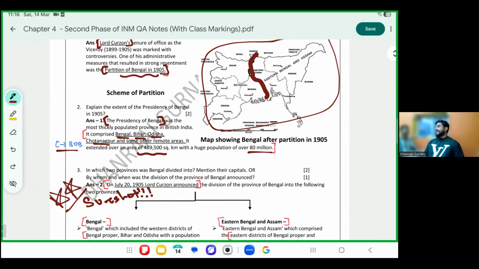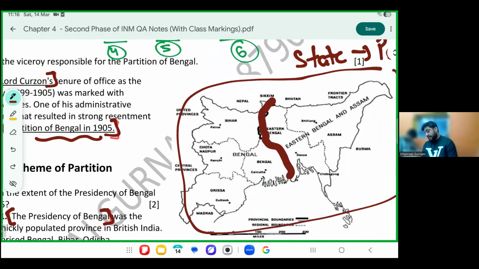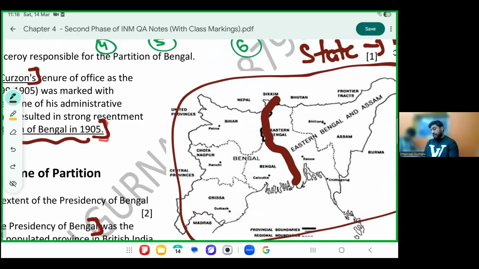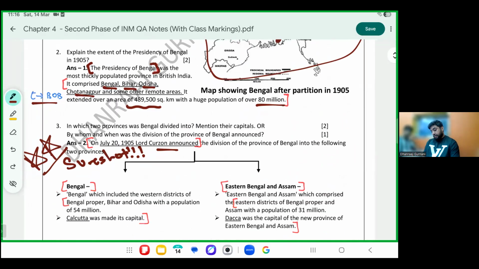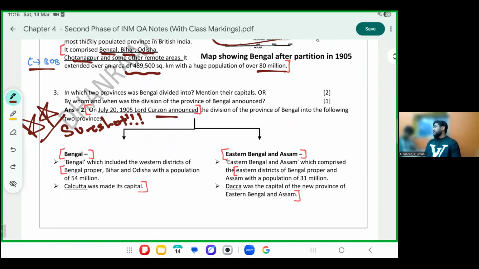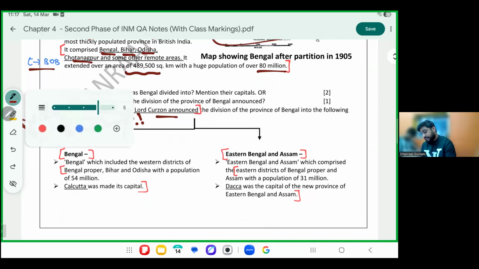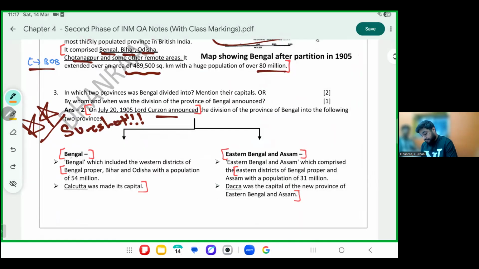On July 20, 1905, Lord Curzon announced the partition of Bengal. You can see on the screen here in the map. He says we are dividing Bengal into left side and right side. He didn't say left side and right side, he said we are dividing Bengal. What are the two sides of Bengal now? The first one will be called Bengal.